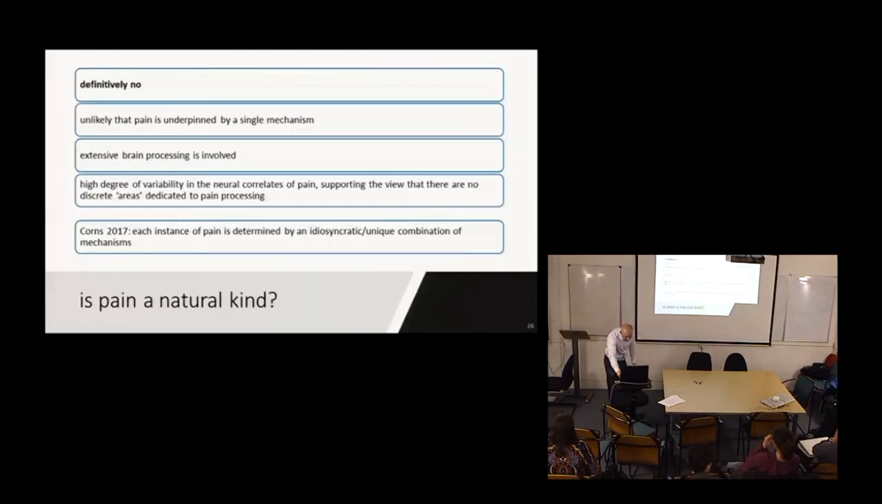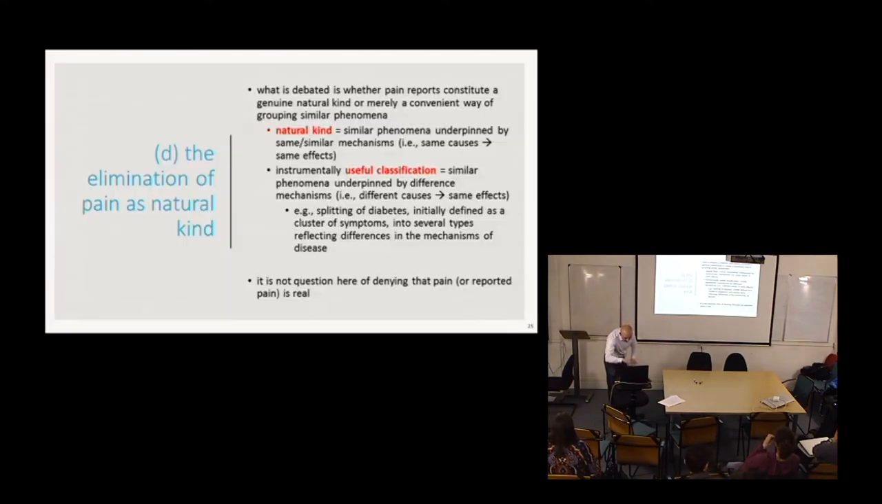Okay, so I'll skip the last argument because it's really just about pain as a natural kind. This is just a question of whether there is such a thing as a general mechanism of pain. And some people would argue that no, there's no single mechanism of pain. We have a variety of mechanisms, because our experience of pain is unique to each individual. There are lots of cognitive, emotional and personality inputs that build on this, which means that we cannot have a type kind of explanation.